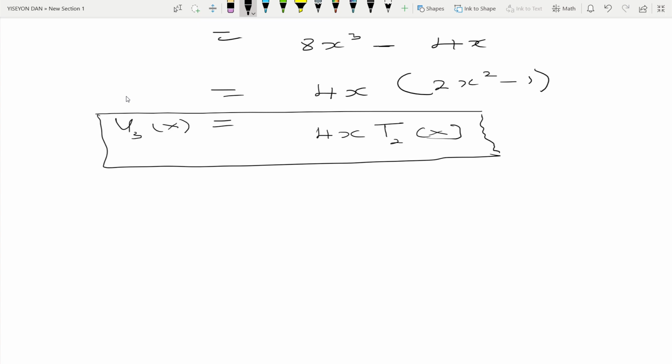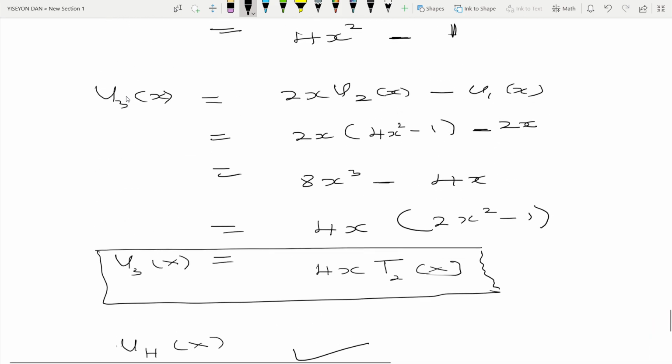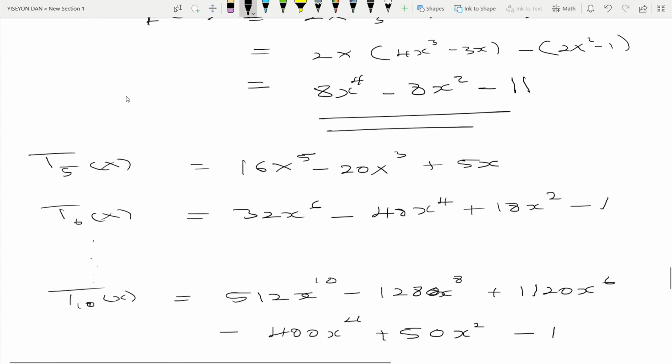So you can find U4 of x, you can find U5 of x, you can find U6 of x, and so on. So this is where we stop for the introduction for the first and second kind of polynomials. In our preceding videos, we'll be solving more examples on the Chebyshev polynomials.